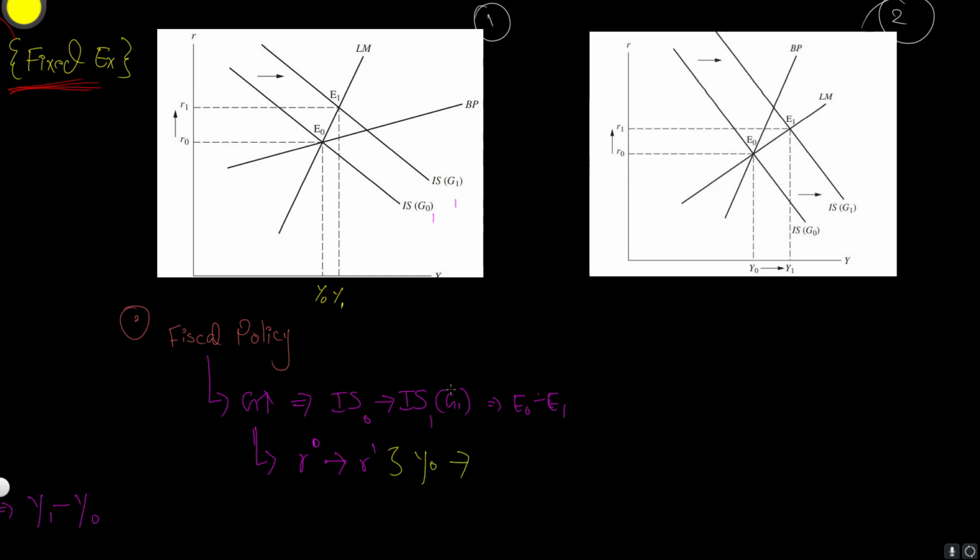However, there's one additional thing that we have to keep in mind. Because this is an elastic curve, meaning our BP line is flatter, any point below is going to be a deficit, any point above is going to be a surplus.